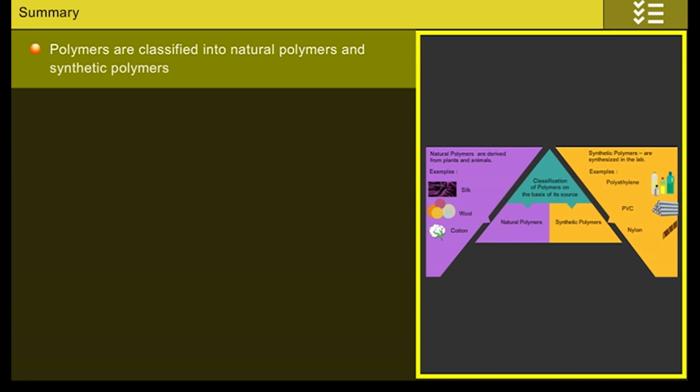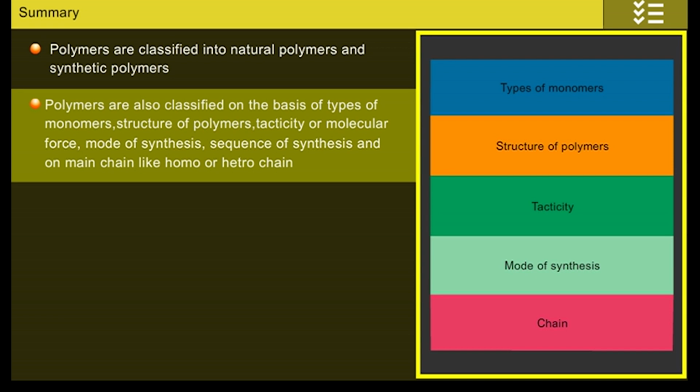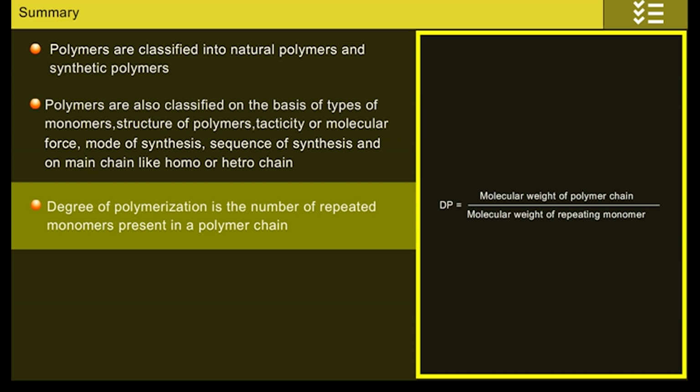Polymers are classified into natural polymers and synthetic polymers. Polymers are also classified on the basis of types of monomers, structure of polymers, tacticity or molecular force, mode of synthesis, sequence of synthesis, and on main chain like homochain or heterochain. Degree of polymerization is the number of repeated monomers present in a polymer chain.